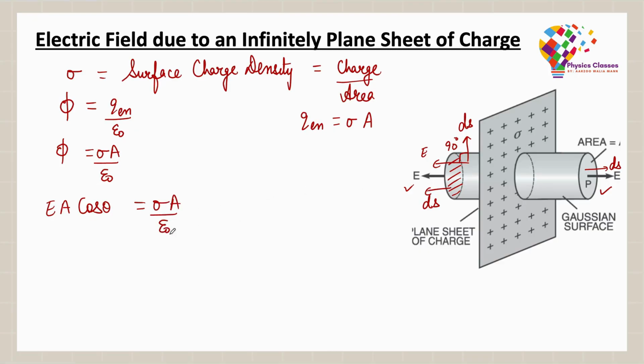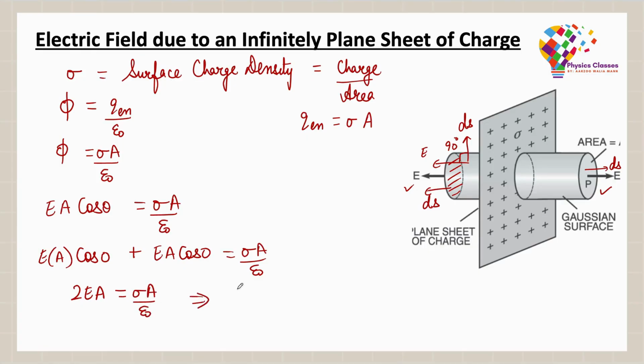Now for the first circular surface, you can see it is electric field times A times cos 0. And then there is another surface for which also we will take EA cos 0. So this would be equal to sigma A by epsilon naught. From here I get 2EA, cos 0 is 1 in both situations, equals sigma A by epsilon naught. Now on rearranging this, I get my electric field as sigma by 2 epsilon naught. So this is the electric field due to an infinite plane sheet of charge.